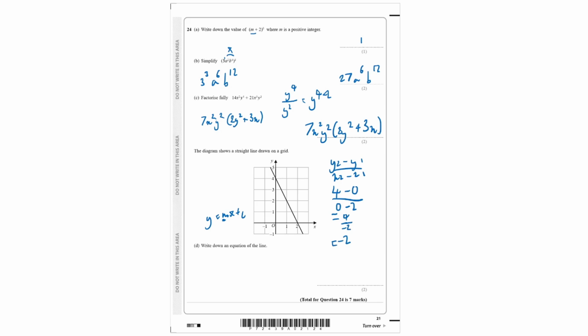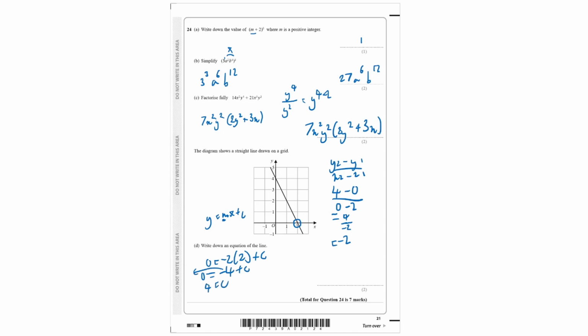So now that we have the gradient, we can find c by inputting values. Let's choose this point here. The y value here is 0. The gradient we found to be negative 2. The x value here is 2. And we simply have to find c. So negative 2 times 2, and y is 0, so 0 is equal to negative 4 plus c. We can bring this to the other side. And 4 is equal to c.